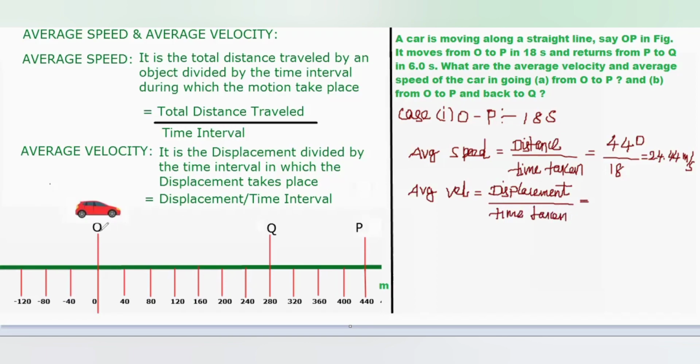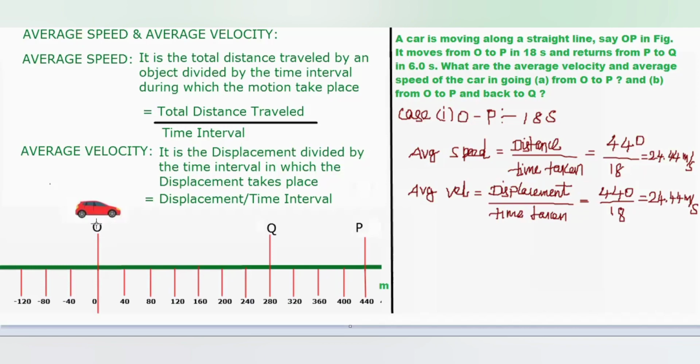So here you can see the motion of the car from O to P. The displacement, because this will be the final position and this will be the initial position, is the change in position, xf minus xi. That equals 440, same as the distance, divided by 18. So in this case, we will get the same value as the average speed.